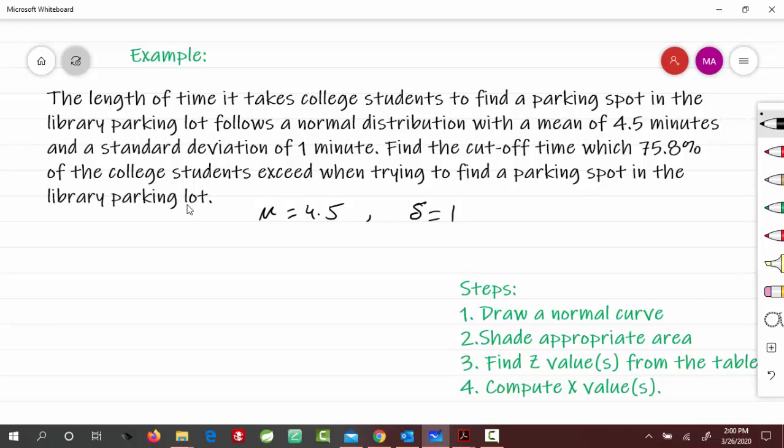So this is the probability which exceeds this one. That's the cutoff point that we have to find, which would divide the students into 75.8% below this one. So we have to perform the following steps to answer this question. The first one is draw a normal curve. So let's do it.